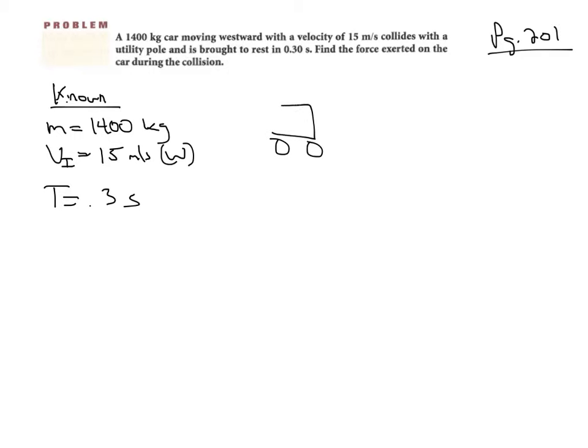So here's our car. The car's heading this way, and here's our pole. And of course, when it hits the pole, it's going to apply a force back on the car, and we need to find out what that force is, right? So we need to find the car's change in momentum, because if I know the car's velocity is 15, when it hits the pole, it's going to be 0. So I know the car has undergone a change in momentum, right? And that change in momentum is equal to the force times the time.